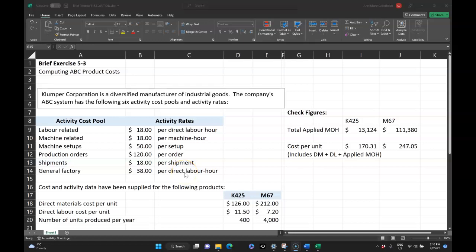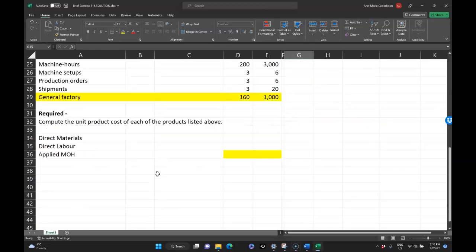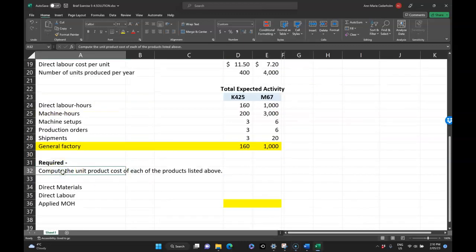Brief exercise 5-3 is an activity-based costing question, and I'm just going to read the required. It says compute the unit product cost of each of the products listed above. So it wants the product costs of K425 and M67. When we're doing the complete product cost, we need to include the direct materials plus the direct labor plus the applied manufacturing overhead. And the applied manufacturing overhead is what we're calculating right now.